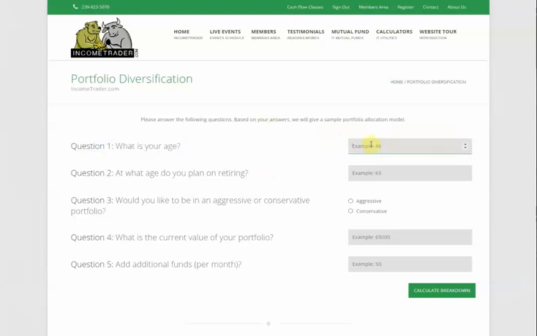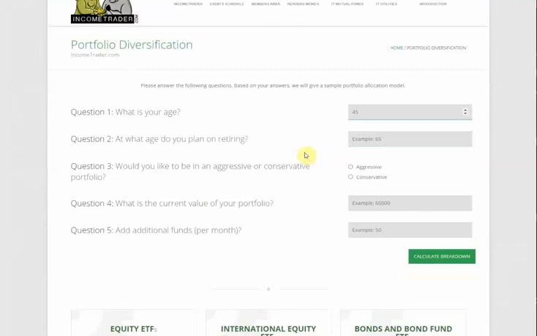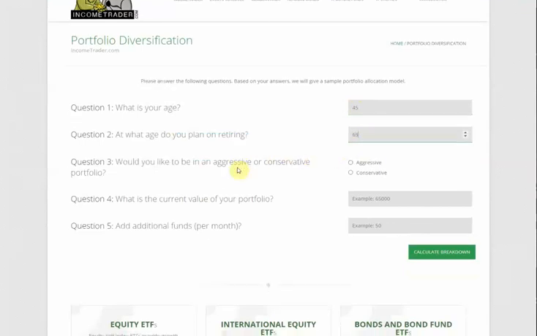It says, what's your current age? And this would be the same thing as if you went to any money manager anywhere in the U.S. Let's just say, and I'm just going to put down 45 as an example. When do you want to retire? And this has to be more than 45. You can't say 20. So the average person is probably going to say 65 years old.